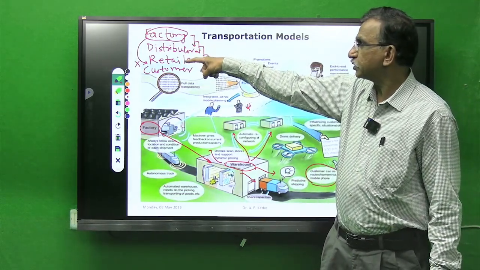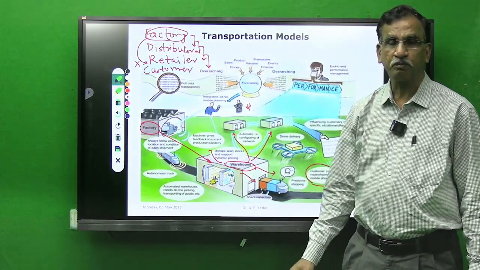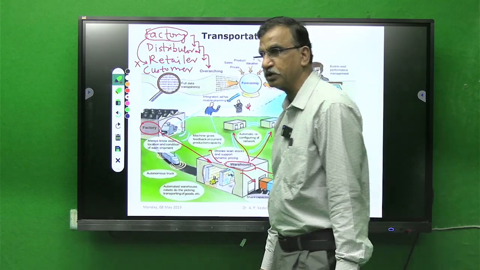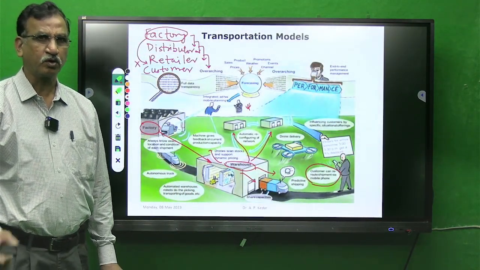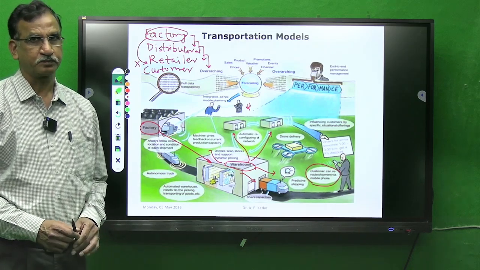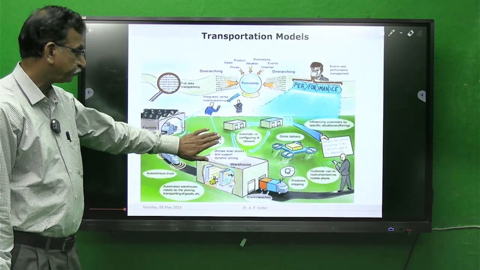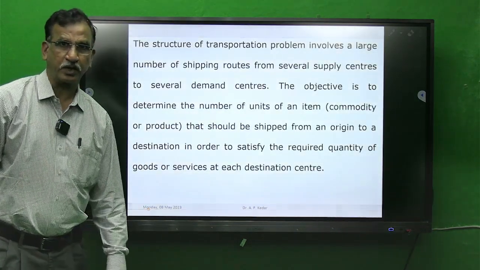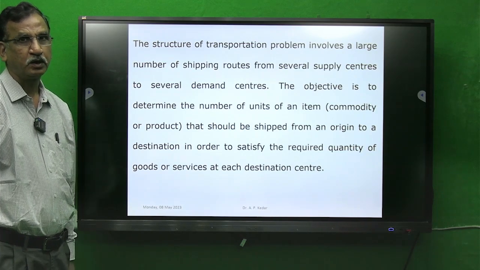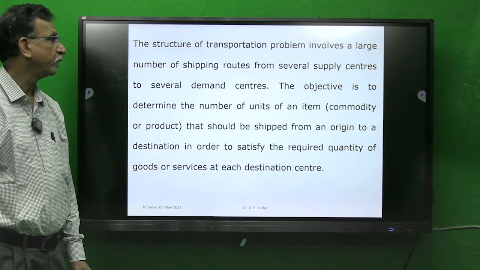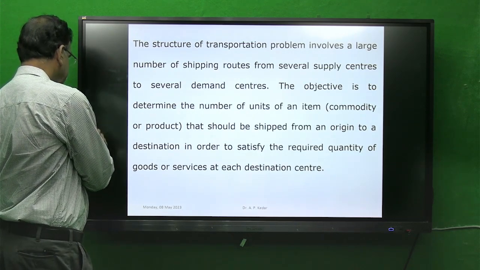Now these persons have to take care that while reaching that particular component or product to the customer, the cost of transportation, whatever possible, is to be minimized. That aspect is to be kept in mind. So, as you can see now on this slide, this is the gist of the transportation problem. I will explain each and every term of this gist.